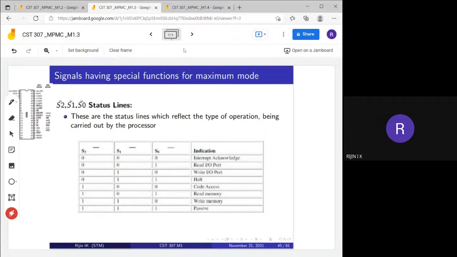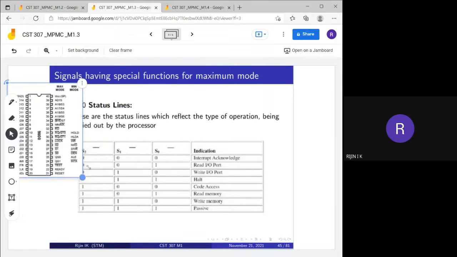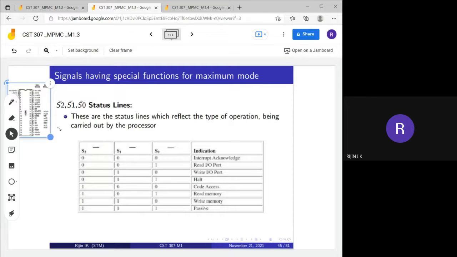Then the next one is the status lines. In 8086, we have seen that 3 status lines are there, the pins S0, S1, and S2, that is pins 26, 27, and 28. Status line means it shows the status of the operation, that is, what type of operation is being carried out by the processor.